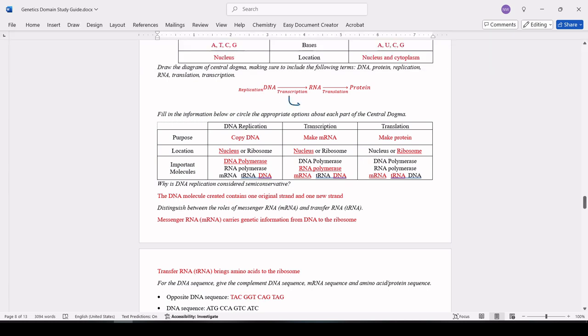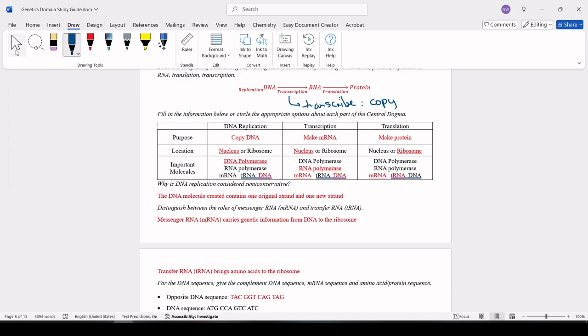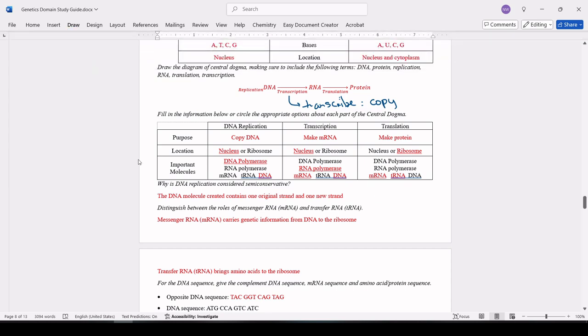Okay, so if we think of transcribing, so to transcribe is to copy. And so we're copying the information DNA into RNA. It's going to take place in the nucleus because that's where the DNA is. This time it's using RNA polymerase because RNA is being made. We're going to make the mRNA and obviously use the DNA.